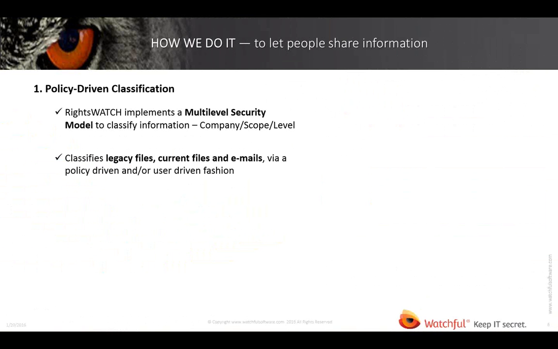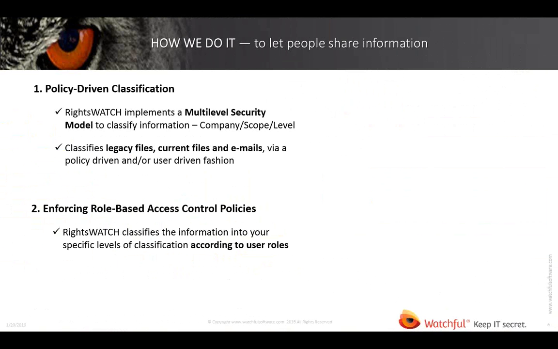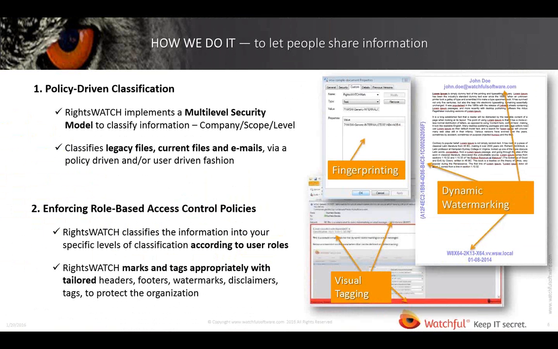So how do we let people share information between each other? First, by implementing a multi-level security model, and by being able to classify not only current files and email, but also previously existing files, legacy files. And then by classifying the information according to your predefined levels of classification and according to your user roles, by marking and tagging all documents.